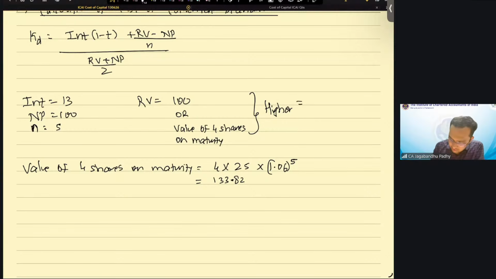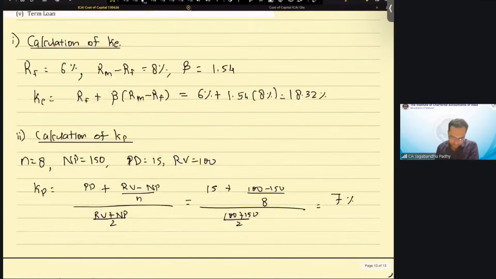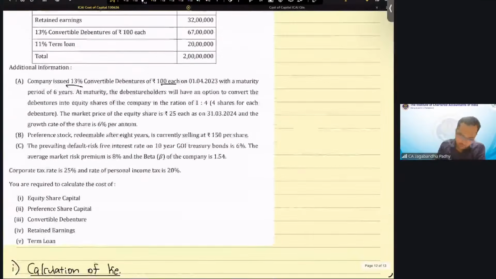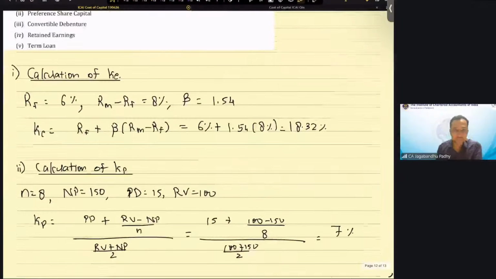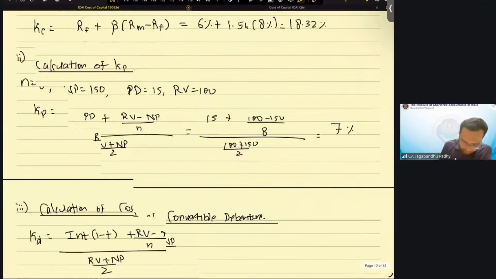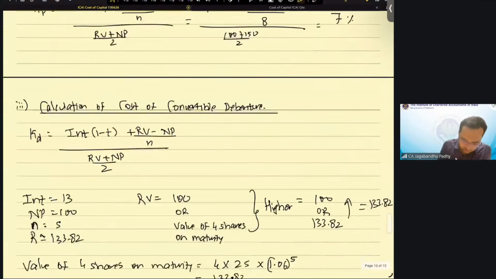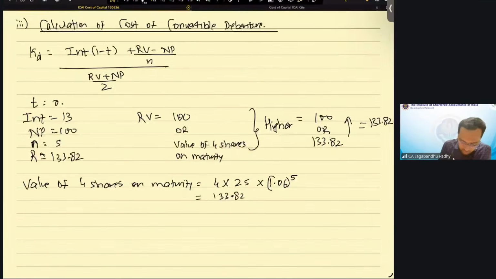So of course the redemption value is 100 or 133.82, whichever is higher. Obviously it is 133.82. So we get the redemption value as 133.82 and the tax rate is given as what? Corporate tax rate is 25%. So we have the tax rate as 0.25.